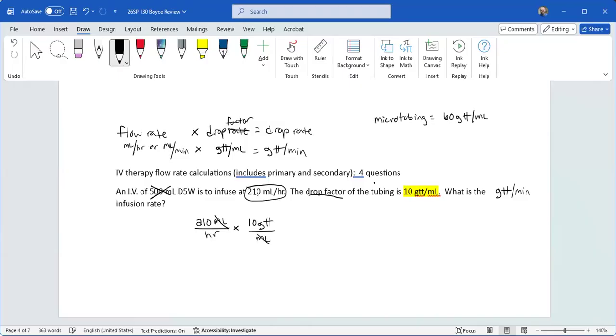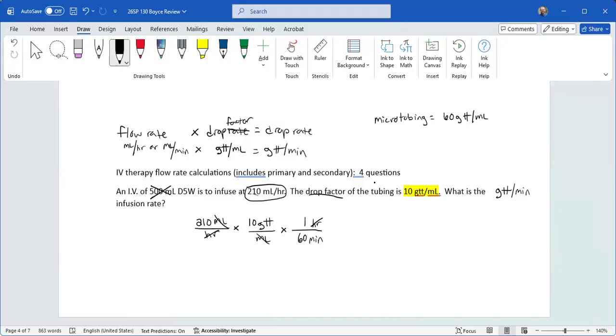If I do this, one of the ways that this question gets missed a lot is you forget to convert hours to minutes, because you need to know that you're converting this to minutes. So if you do this, make sure you convert your hour to minutes. Don't forget to do that.